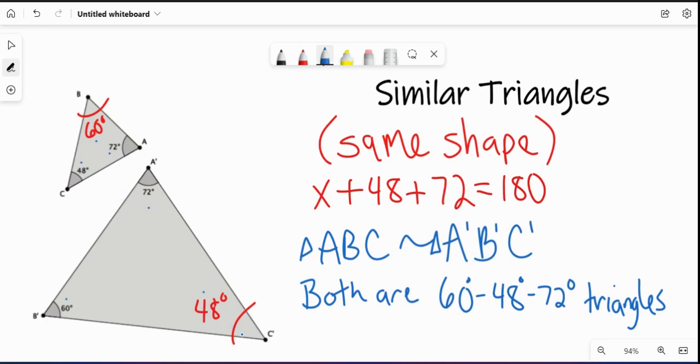All right. And also a quick pro tip. If you have two of these angles right here, you just see that there's 72 and 60 over here, 72 and 60 over here. They're going to be similar. Okay. You don't even have to find the third angle. All right. So it's a quick pro tip if you want to get to it quicker.